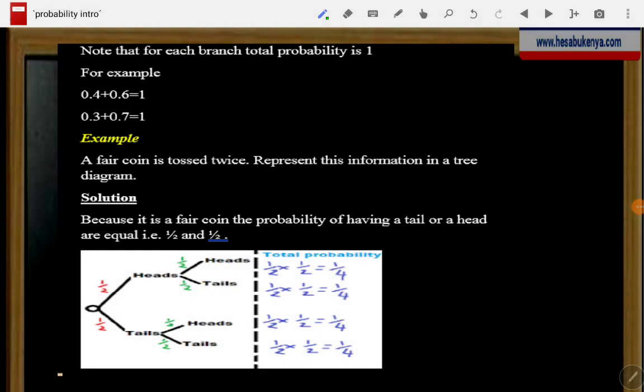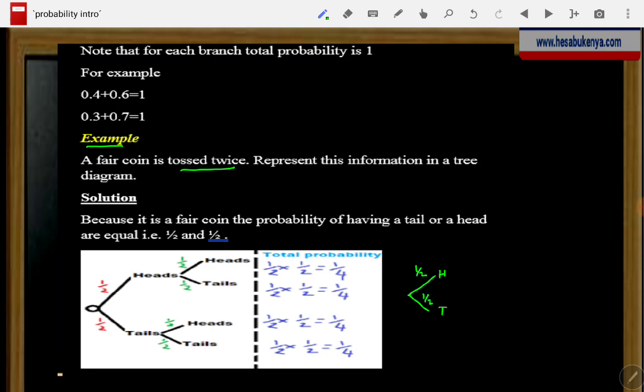Now an example: a fair coin is tossed twice. Represent this information in a tree diagram. So solution: because it is a fair coin, the probability of having a tail or a head are equal, that is a half. So for the first toss, the probability of getting a head or a tail is a half.